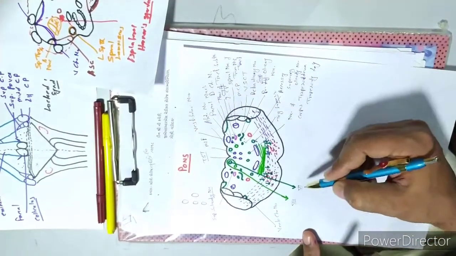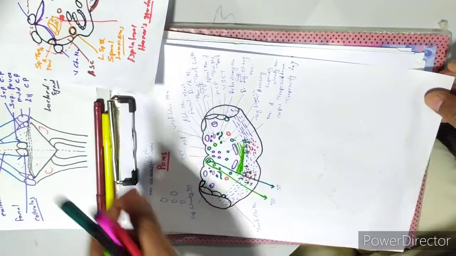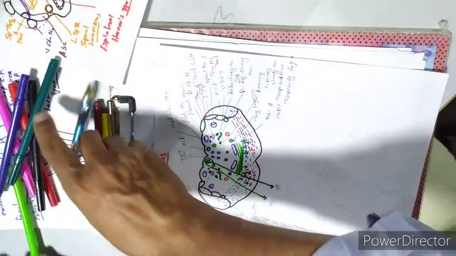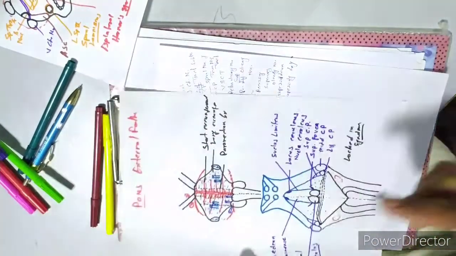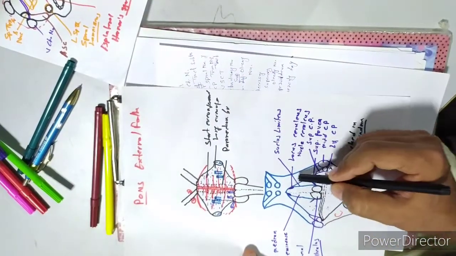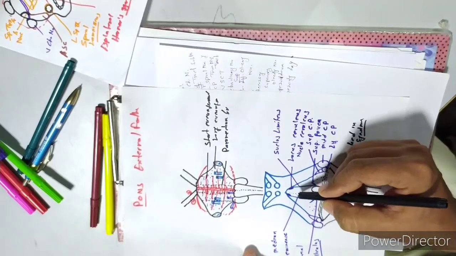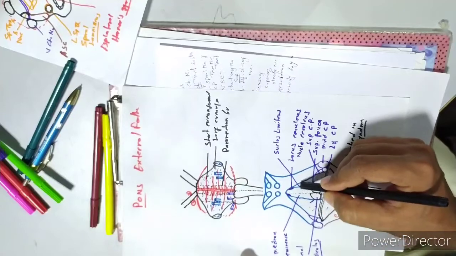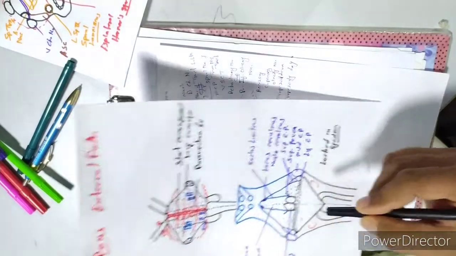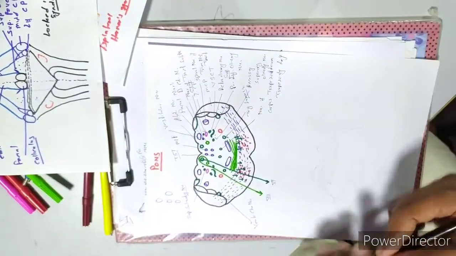Clear? Now the second section: we will see the section at the upper level. Upper level means the locus ceruleus level, where the superior cerebellar peduncle comes in, and also the fifth nerve nucleus. Okay, at the upper level the nuclei of the trigeminal nerve appear here. What are these? Look here.